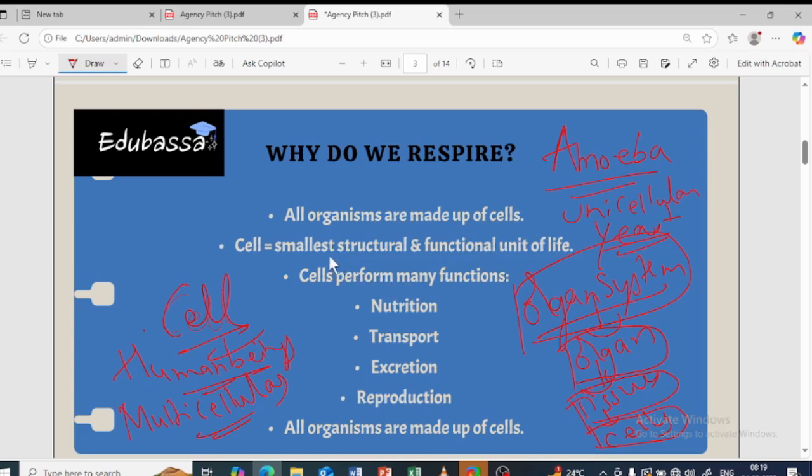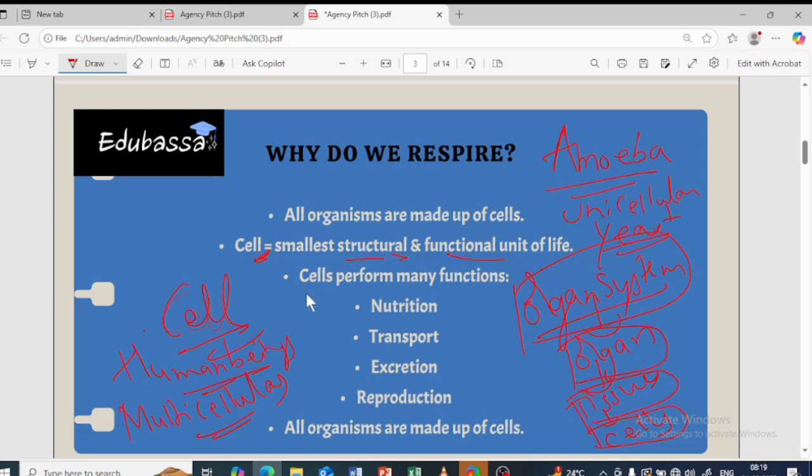Because it is the structural and functional unit of life. It gives a structure to the body and it performs the various functions, right? Hence cells are the smallest structural and functional unit of life, just like the battery. Without a battery nothing will work, isn't it? Any of the electrical equipment will not work, because the battery is the cell of that particular equipment. The same way, without cells our body will not work.